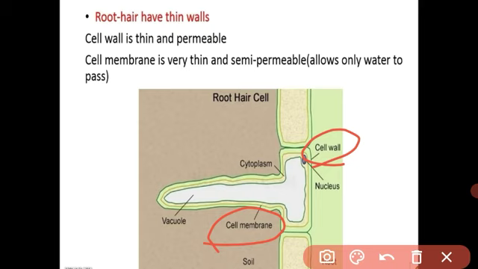The root hair has large vacuoles. It contains the cell sap. Due to the high concentration of cell sap, the root hair can absorb water from the soil. Due to these three important characteristics, the root can absorb more water from the soil.